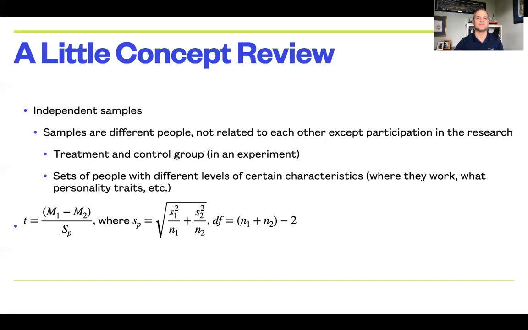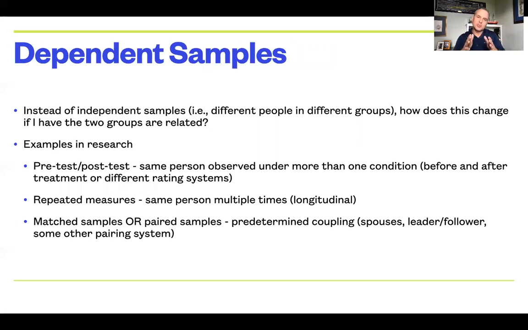different populations. Let's turn, though, to dependent samples. So instead of independent samples, where we have different people in different groups, what changes if the two groups are, in fact, related in some way?